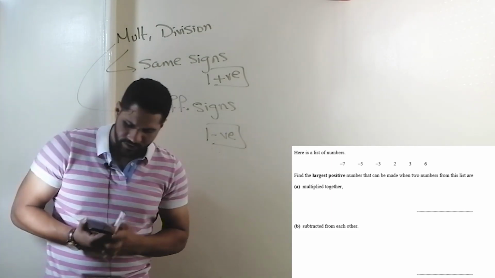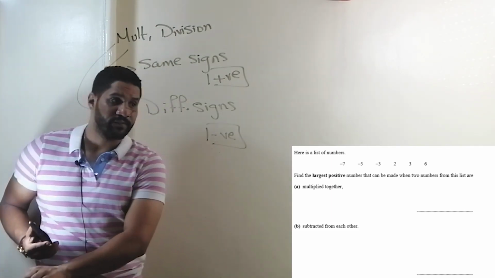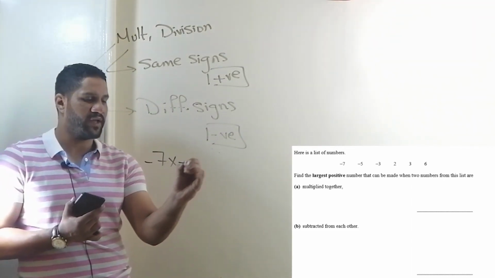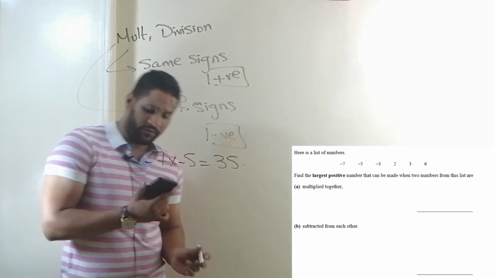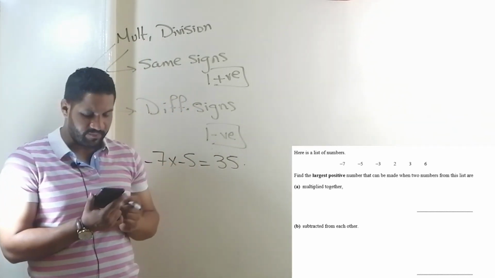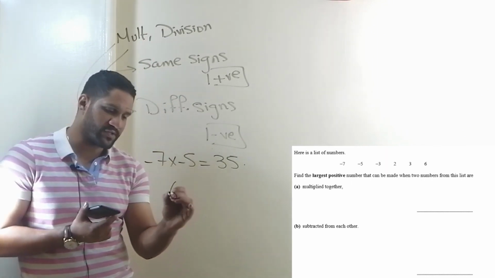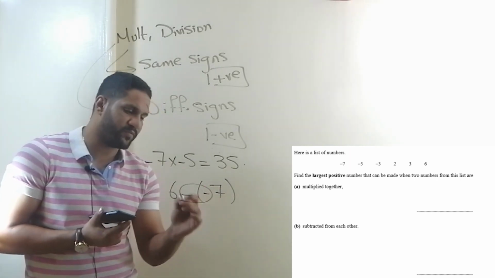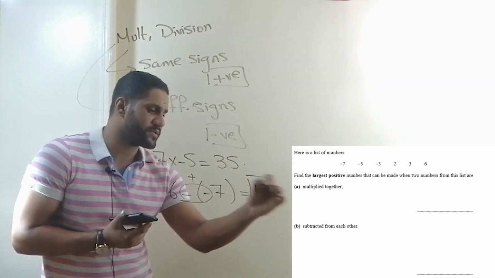So if we look at the question, he's asking me to find, from all of these numbers, which two numbers can give me the biggest. They will be -7 times -5, which is equal to 35. And if we subtract them from each other, the biggest will be -6 and 7. Why? Because 6 subtracted from -7, we discussed before, negative with negative will be changed into positive, so the answer is 30.